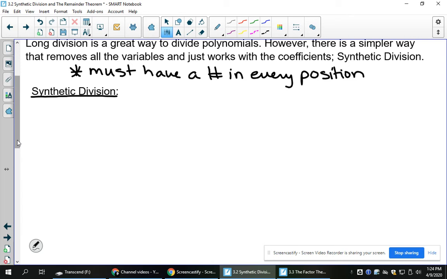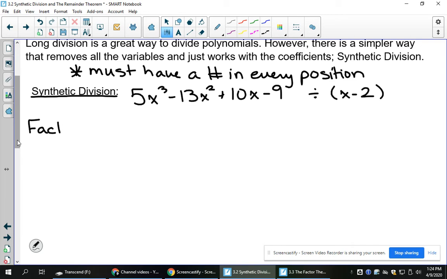I'm going to do the exact same question, which was 5x cubed minus 13x squared plus 10x minus 9 divided by x minus 2. I'm going to do this with synthetic division. So the first thing is terminology. That x minus 2 is called a factor, potentially. And what we need to do is set it equal to 0 and get what's called our root.